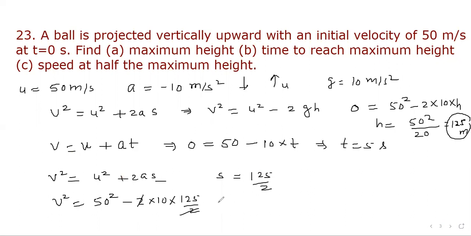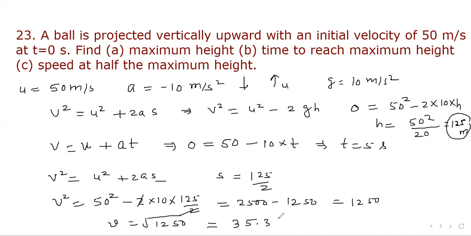2 cancel out. So 2500 minus 1250 will give 1250. So V will be square root of 1250, which will be equal to 35.36 meter per second.